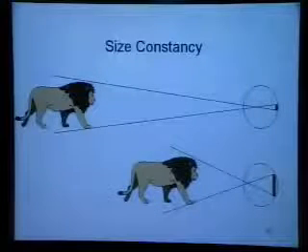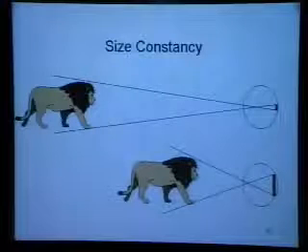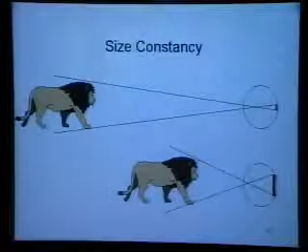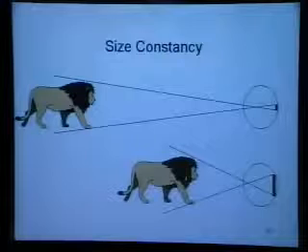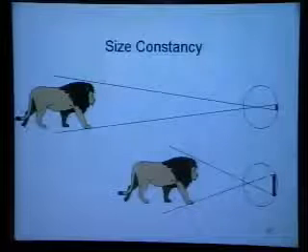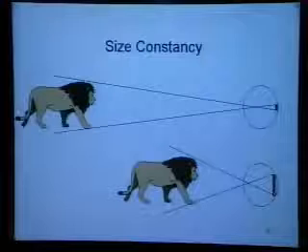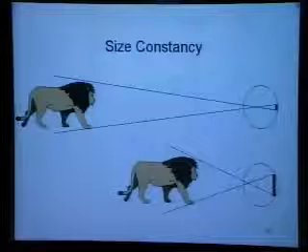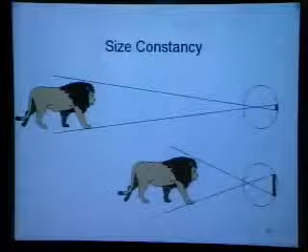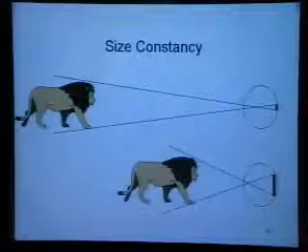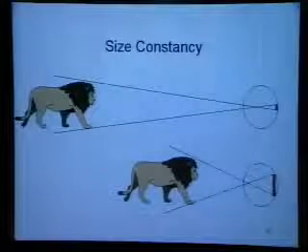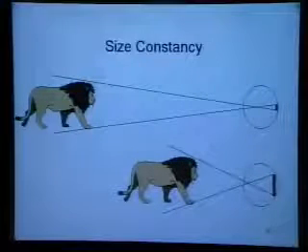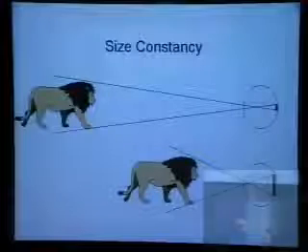Here's a lion, and it's far away from the eye. And when this lion is far away from the eye, it casts a relatively small image on the retina. Here is a lion that has come closer to the eye, if you will, and this lion casts a much larger image on the retina. But when a lion comes closer to you, you do not perceive it getting bigger. You don't say, oh, that's a nice little lion over there, and oh, wow, it's a really big lion over here. You don't do that. You perceive the lion getting closer, but you don't perceive the lion getting bigger.